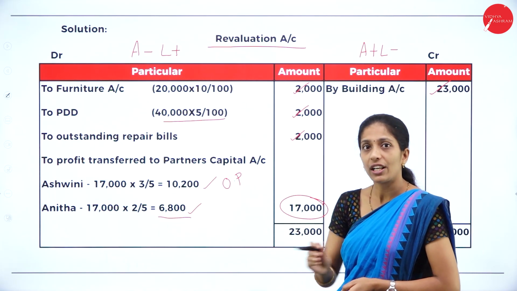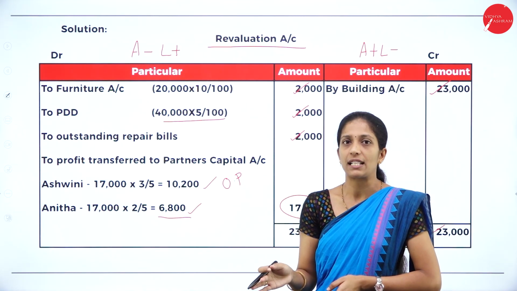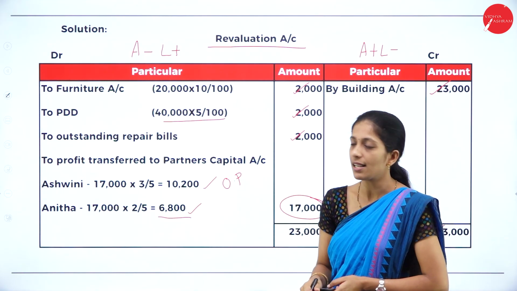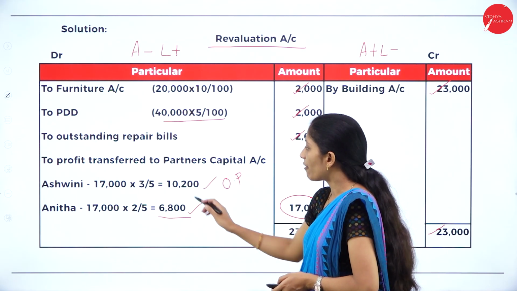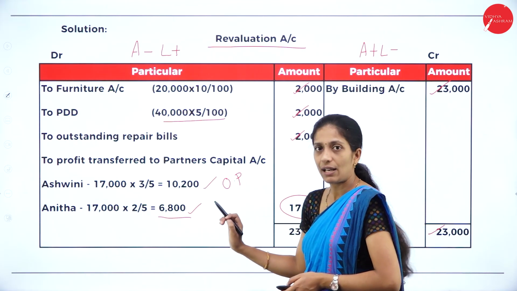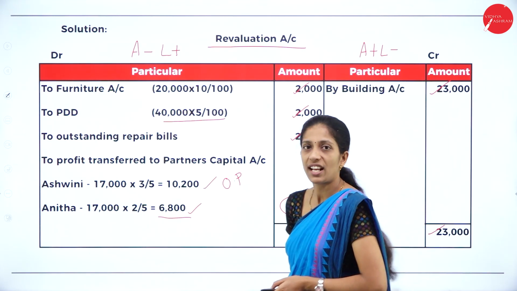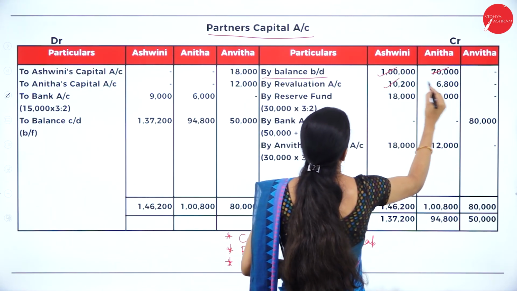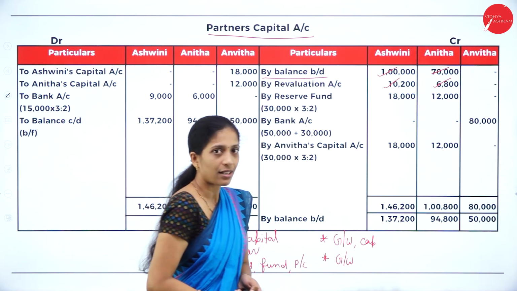If it is profit, you will transfer it to the credit side of partner's capital account. If it is loss, then you will transfer it to the debit side of partner's capital account. So profit, so you will write by revaluation account 10,200 and 6,800.